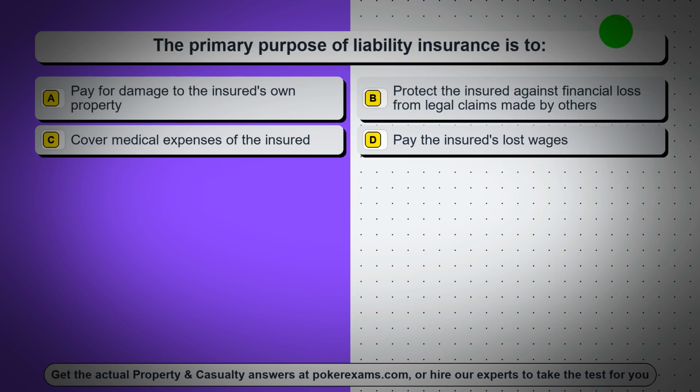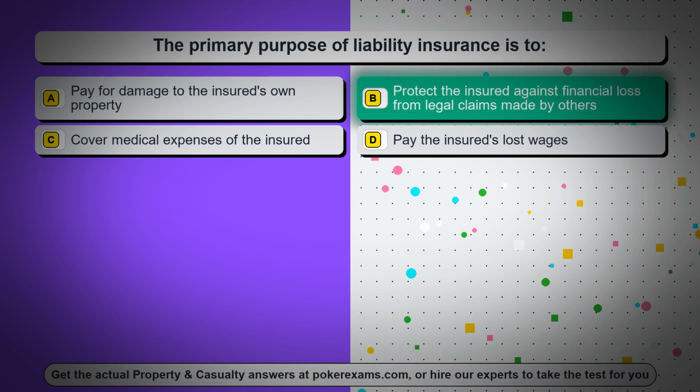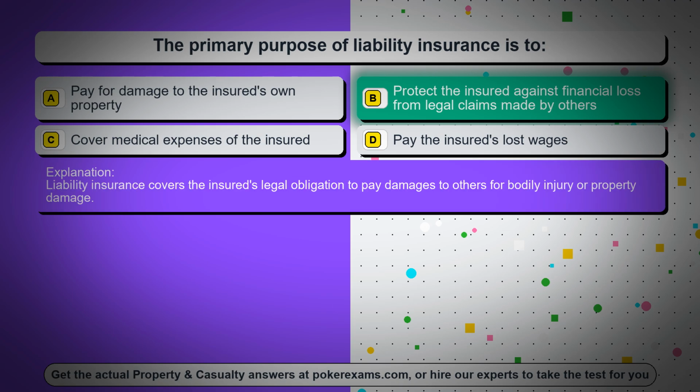Question 88. The primary purpose of liability insurance is to option A, pay for damage to the insured's own property. Option B, protect the insured against financial loss from legal claims made by others. Option C, cover medical expenses of the insured. Option D, pay the insured's lost wages. The correct answer is option B, protect the insured against financial loss from legal claims made by others. Liability insurance covers the insured's legal obligation to pay damages to others for bodily injury or property damage.